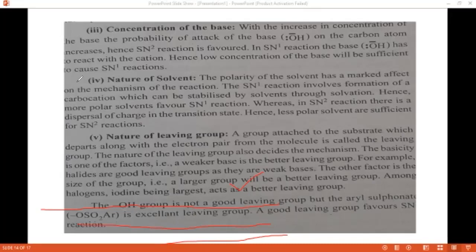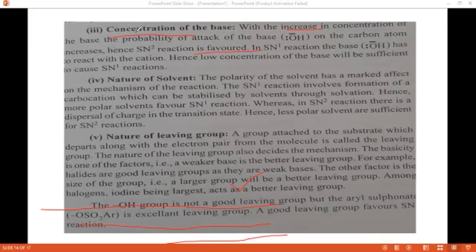Now, the third factor is concentration of base. With an increase in the concentration of the base, the probability of attack of the base on the carbon atom increases. The probability of attack of the nucleophile on the carbon atom increases, and hence the SN2 reaction is favored.